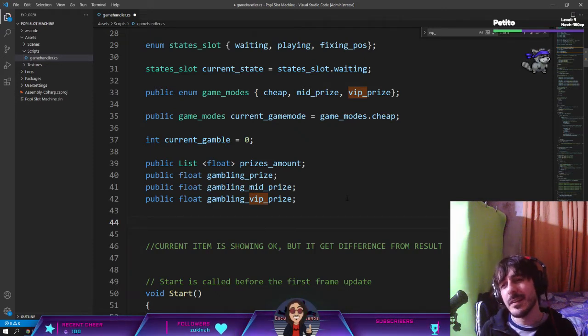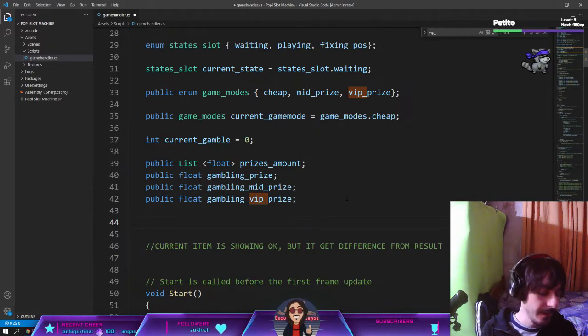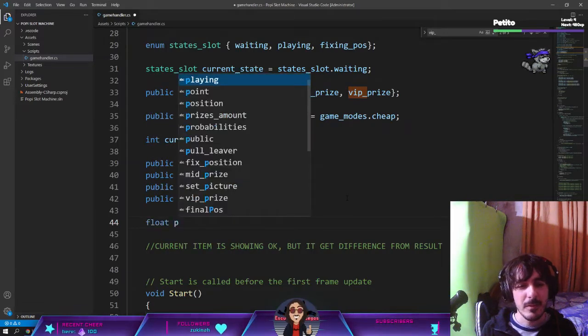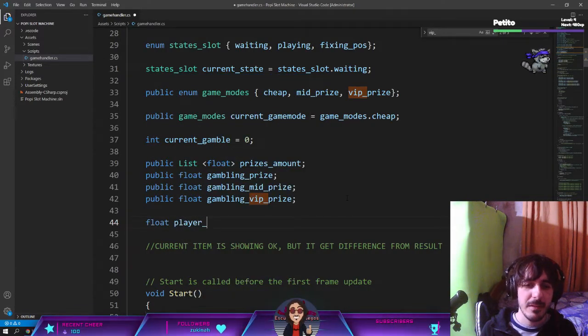Player pocket will just have the amount of money. If you want, you can create a game session with username and other things. By now I will just create the amount of money. So player pocket by default will be 0.